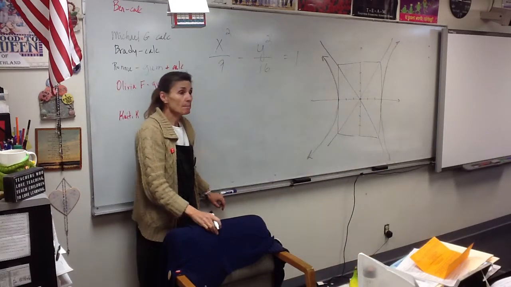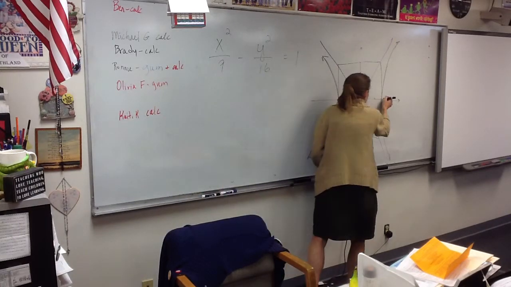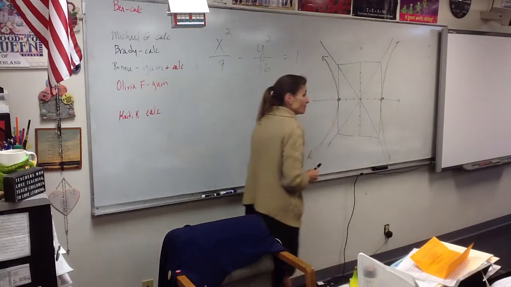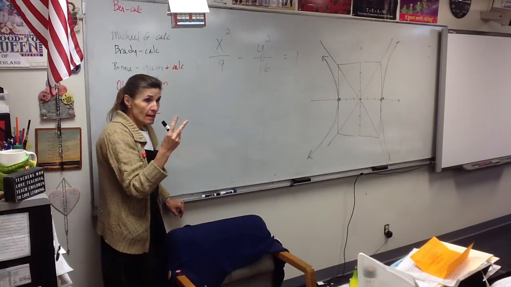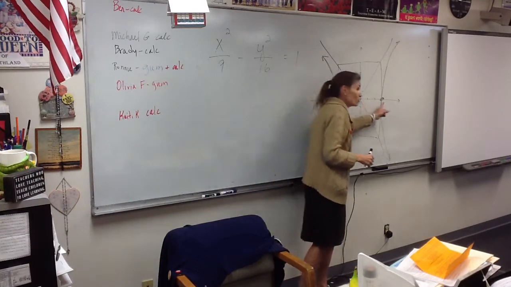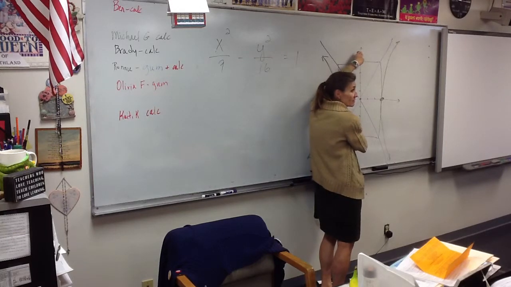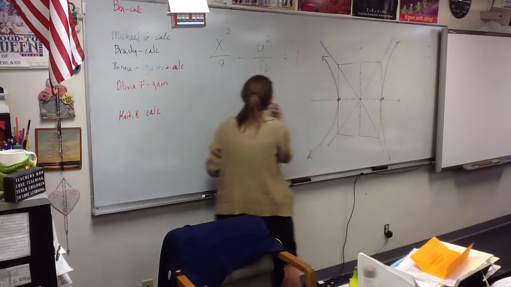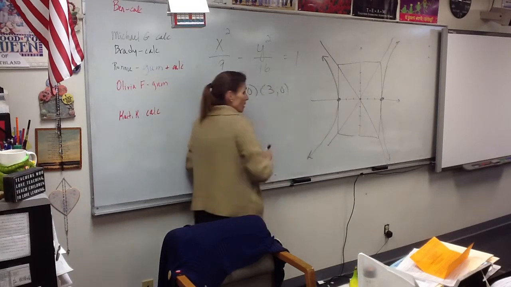Now, why is that important to know? Because these 2 points are the vertices. There are 2 vertices, and because the hyperbola opens this way, those 2 points are it. If it had opened up and down, these would be the vertices. So what are my vertices? Negative 3, 0, and 3, 0.